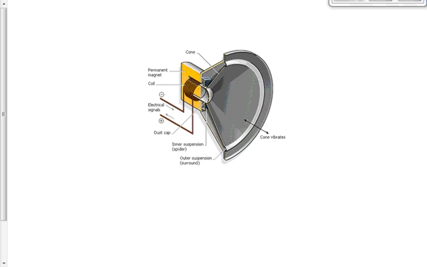Okay, this is a speaker. Essentially the speaker that you might have in your car, or it could be the speaker that you put literally inside your ear in an earbud, just a different scale, obviously.